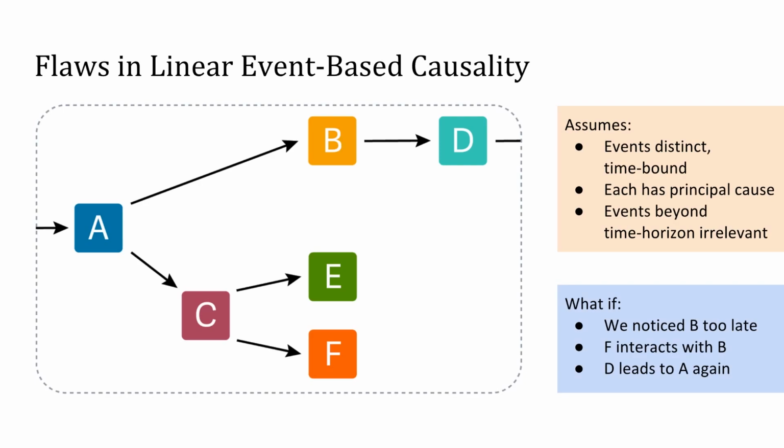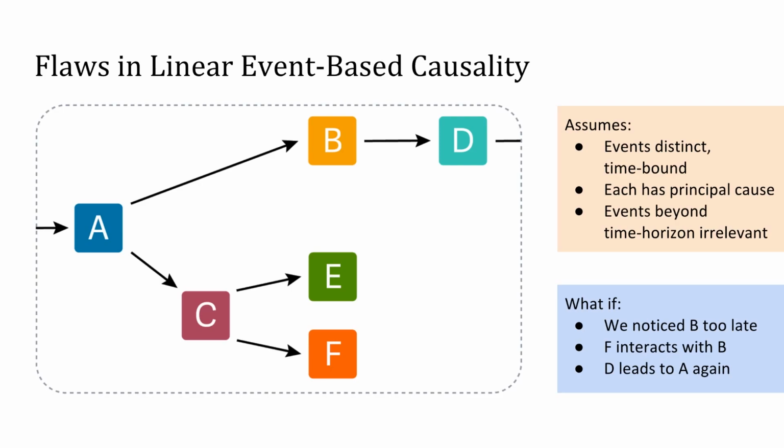So we have to ask ourselves, for example, in regard to the events being distinct and time-bound: when we're noticing an event, is it really when it's happening or when it happened? It could be, right, that B was happening for a very long time and then it just got a bit worse and then we noticed it. And now we think, oh yeah, B just happened, right? But if it's been happening for a long time, it might have had other effects that we are not aware of now because we assume this one point in time where B happens.